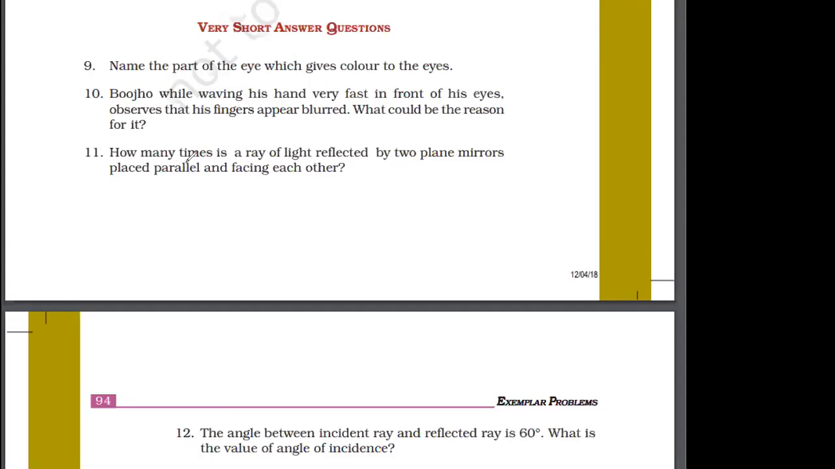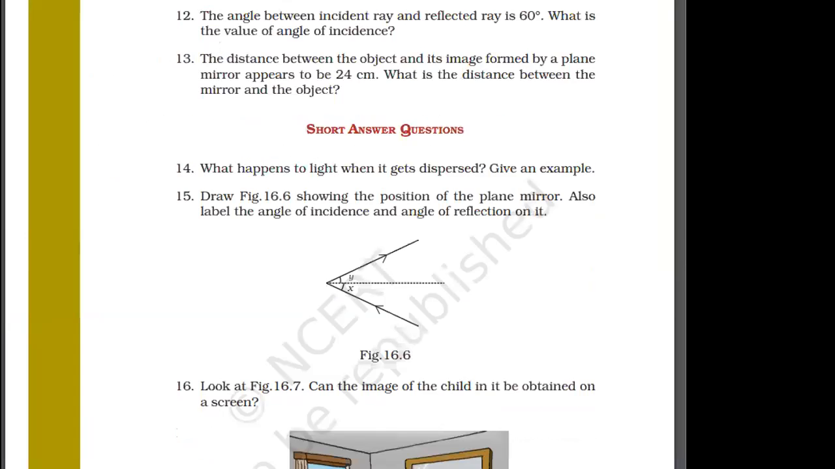Now next, how many times is a ray of light reflected by two plane mirrors parallel to each other? Infinite. 11th one we did it, infinite. Very good. Now, next, 12th. The angle between incident ray and reflected ray is 60 degrees. What is the value of the angle of incidence? Easy. 30. Very good, Shivansh. 30, easy. Samarth, very good.